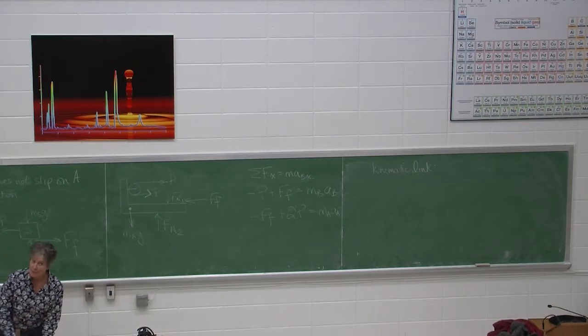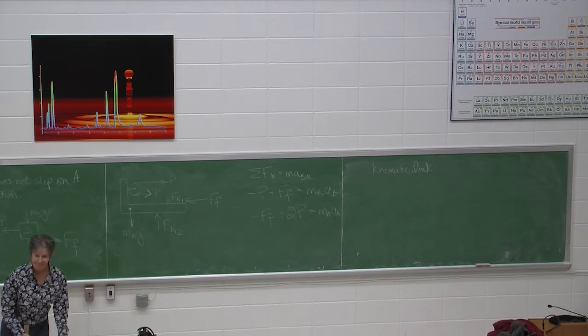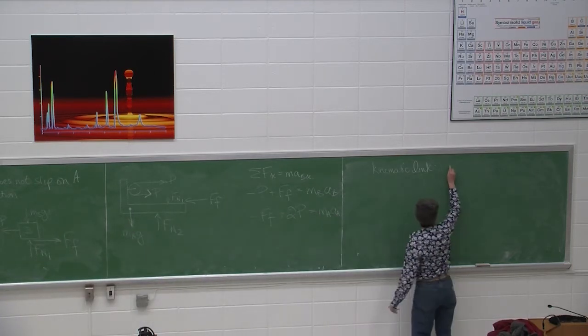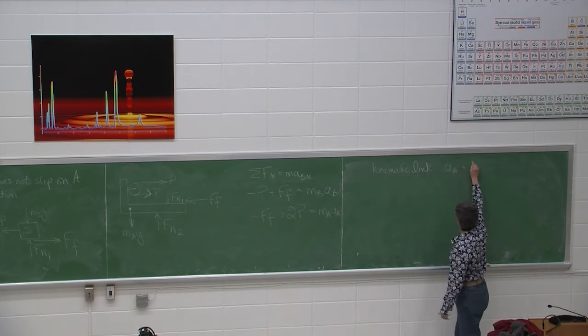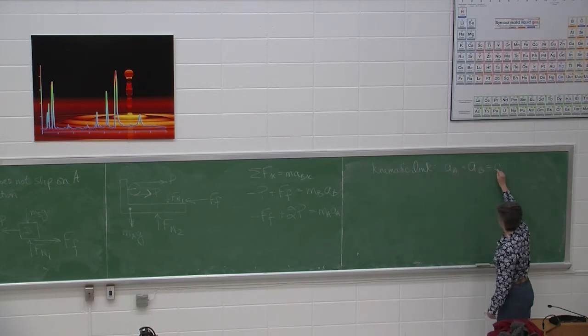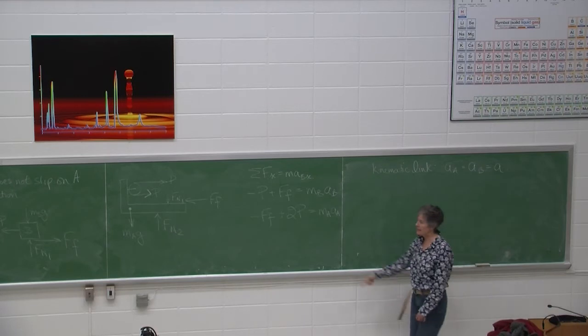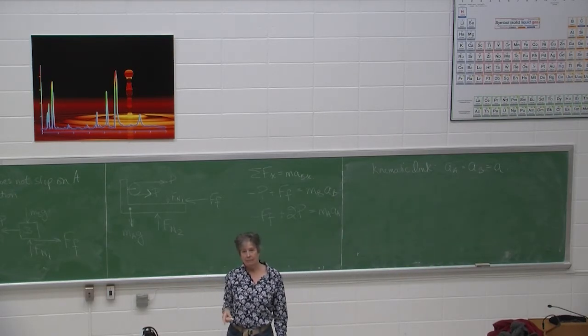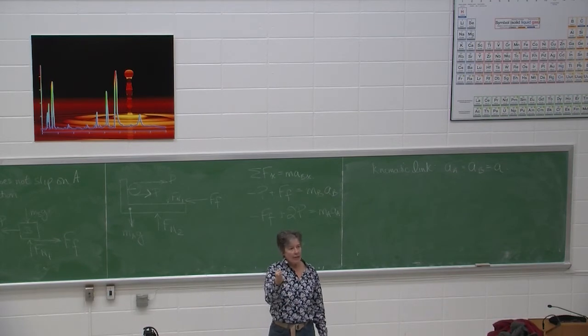What's the relationship between the accelerations? This is the easiest kinematic link there is. And in fact, that's the acceleration of the system, which is what we are asked to find in part B. If they don't slip, they're going to move together, they're going to have the same acceleration. The fancy title is a kinematic link.